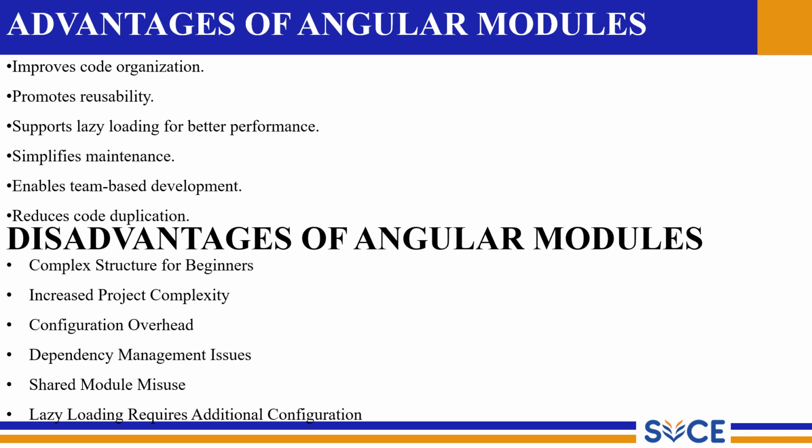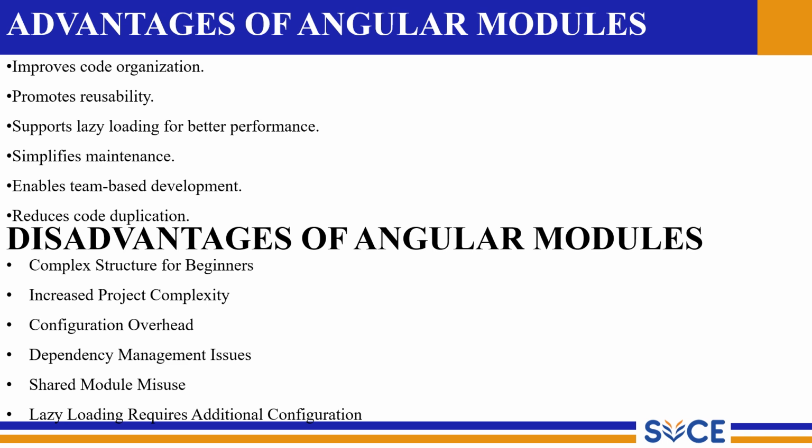And then configuration overload. Each module requires configurations such as declarations, imports, exports and providers. Example, forgetting to import a required module can lead to a compilation error. And then dependency management issues. Managing dependencies between the modules can become difficult in large applications. Example, incorrect module imports may cause circular dependency or unexpected errors.